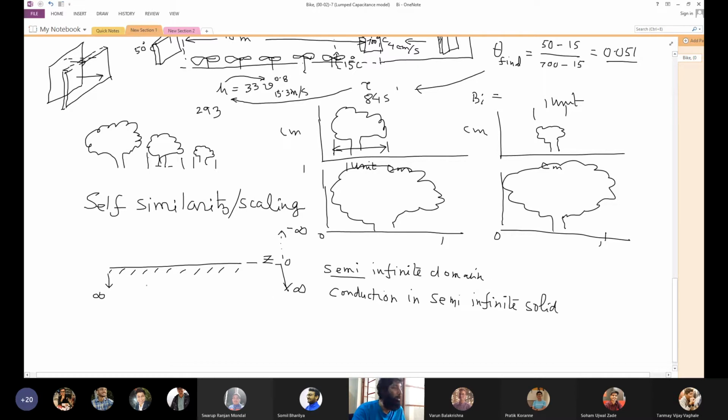So the problem is that at t equals 0, the entire solid was at a temperature T0. Everywhere the temperature was T0. Now at time t equals 0, suddenly we expose this surface to a temperature Ta. And we ask how the temperature in this solid will change with space and time.